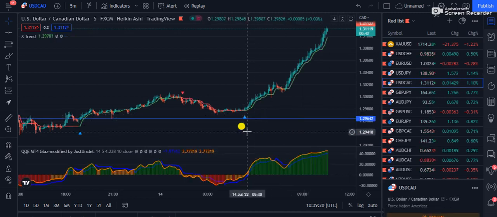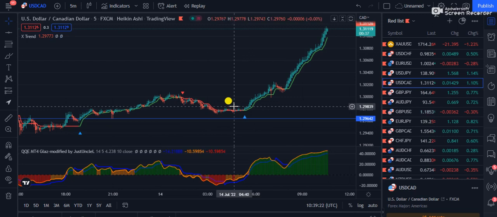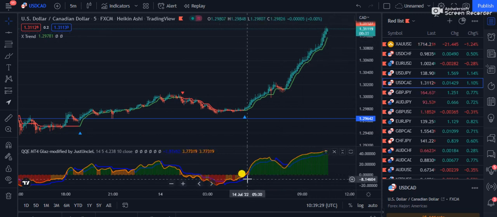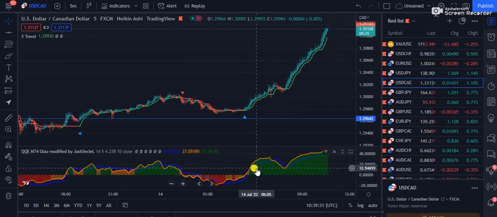So guys, overall, if you look at the results of this indicator, it has really amazed me, because you can see on the USD CAD, the buy signal strongly went up, and QQE MT4 also turned green, so it was a perfect signal.